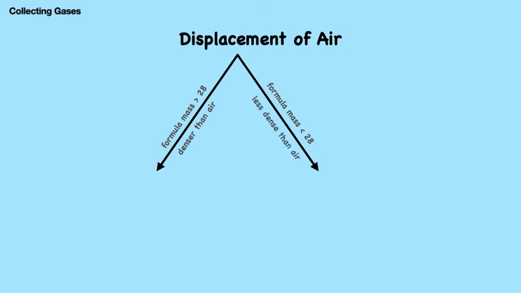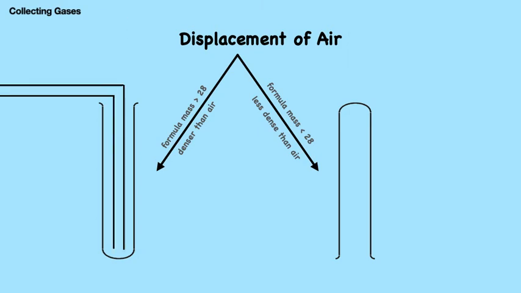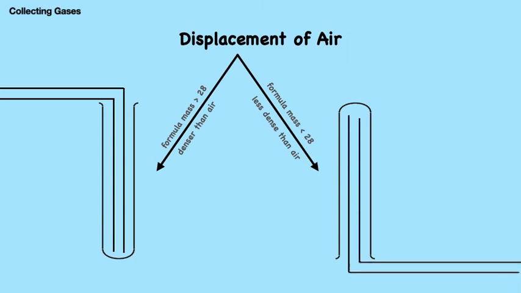Similarly, gases with a formula mass less than 28 are less dense than air. And the only real difference is how we hold the test tube. If it's denser than air, you hold the test tube that way up. Less dense than air, you hold it that way up. Let's look at why. Let's bring in a couple of delivery tubes, and you've got to assume the gas is being produced maybe in a chemical reaction on the left hand side here and on the right hand side there.